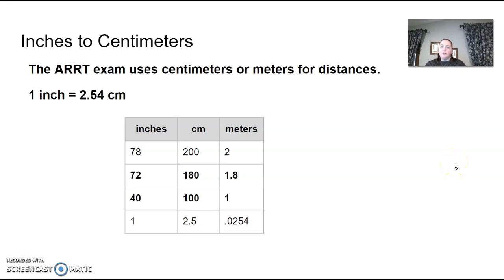One thing I want to make sure and stop here and mention is that you need to know centimeters. A lot of us use the terms 40 inches or 72 inches when we're talking about setting up for exams, but the ART board exam uses centimeters or meters for distances. So I would suggest making sure you know that 1 inch is 2.54 centimeters. If you can, try and just memorize at least the 40 inch is 100 centimeters and 72 is around 180. What are those in meters? So those might be some key ones that you'll want to pay attention to.